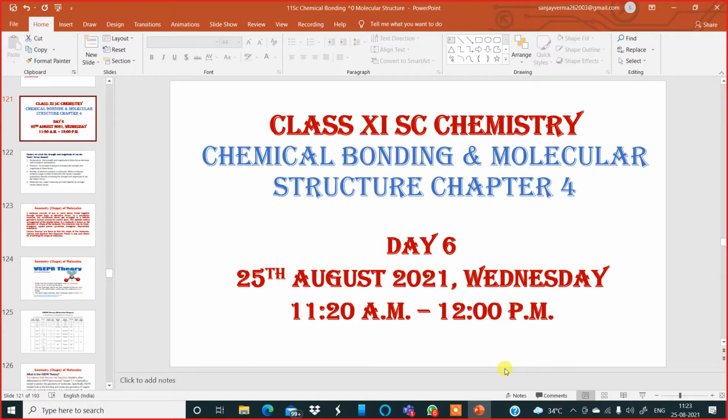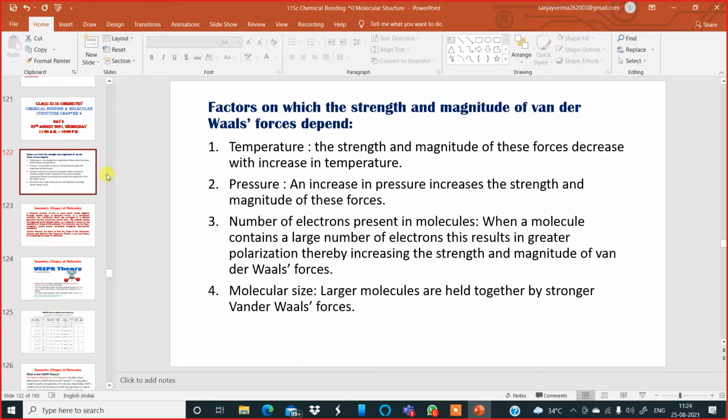Okay, now more important than the properties are the factors on which the strength and magnitude of van der Waals forces depend, which I will discuss today. Now, if you look at the factors on which the strength and magnitude of van der Waals forces depend, the first one is temperature.